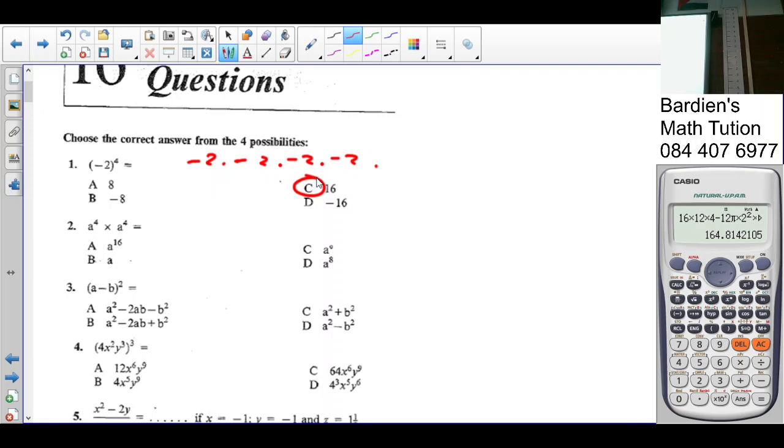Let's look at number 2. A to the 4 times A to the 4. D. Why? When you multiply and the bases are the same, we add the exponents. Okay, let's look at the next one.